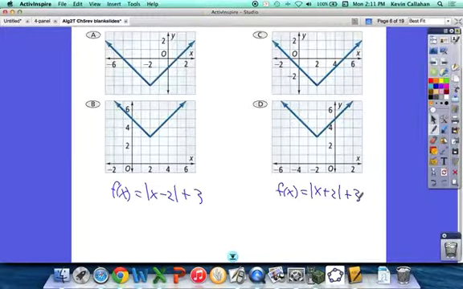Right. How would I make, let's say, this one right here, open down? Yeah. What is it that makes it go down? A negative in front. So you should know how these things go: up, down, left, right, and flip. If that's the way you want to think about it.